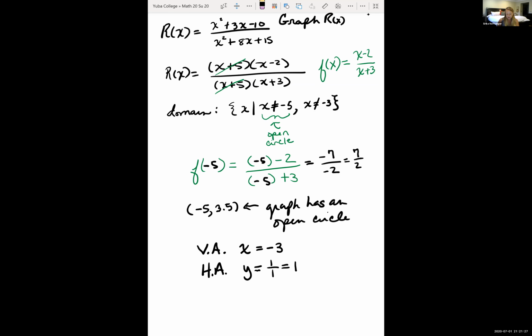And so now let's look at intercepts. If we look at r of 0, we plug in 0 into our original equation. Remember, it's just going to give us the constant on the numerator, which is -10, all over the constant on our denominator, 15. Both of them have 5 in common, so this reduces to -2/3.